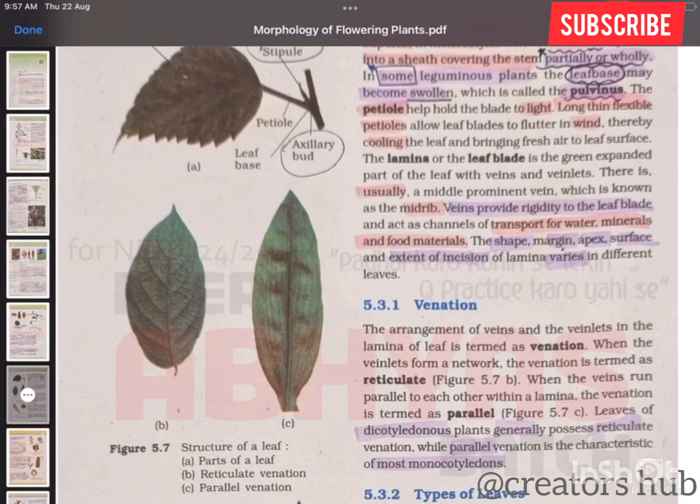Veins provide rigidity to the leaf blade and act as a channel for transport of water, minerals, and food material. The shape, margin, apex, surface, and extent of incision of the lamina vary in different leaves.